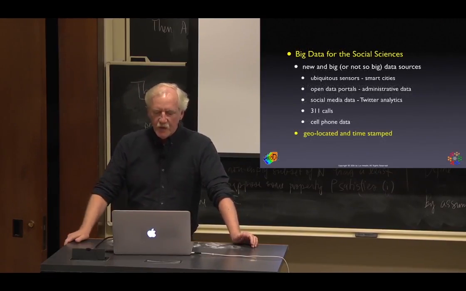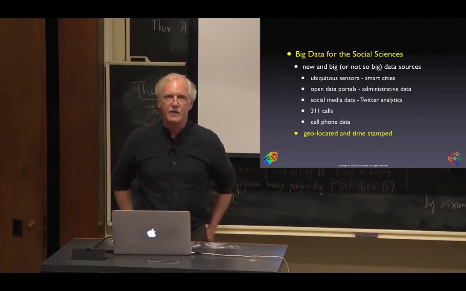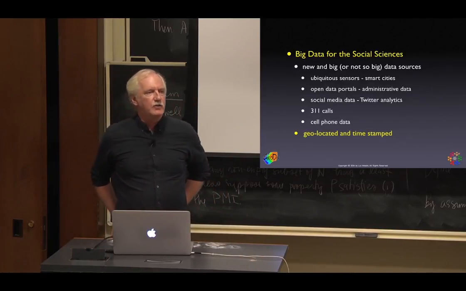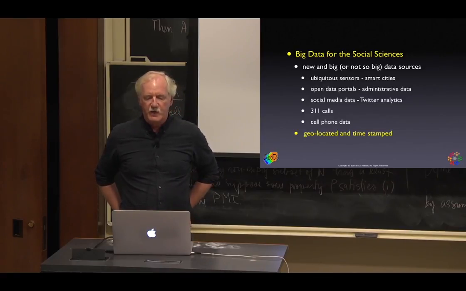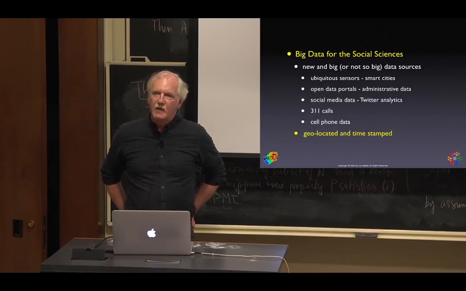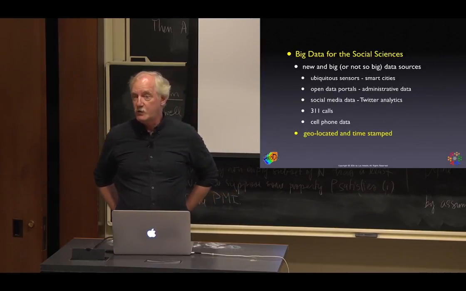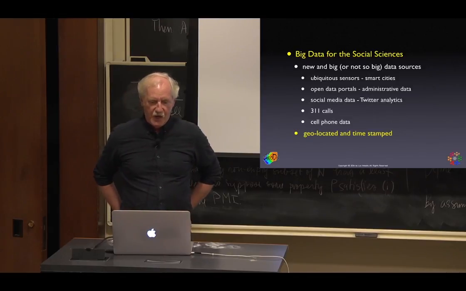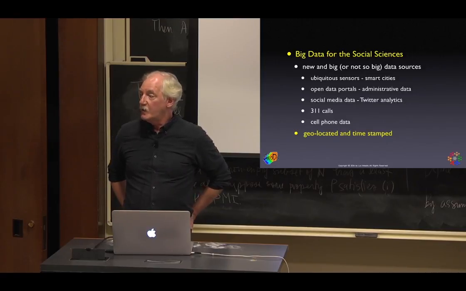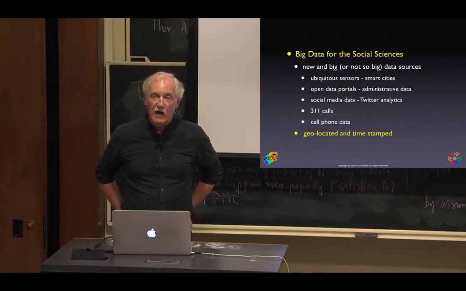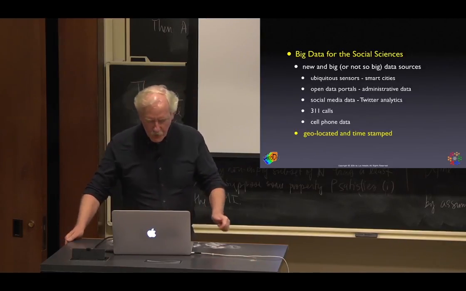In terms of the social sciences, my take is that the major new thing, so to speak, is not so much the big data part, but the new data part. These are data that in my days just didn't exist, right? You have these sensors, the whole smart city movement. You have open data portals. We'll use an open data portal in the lab where a lot of administrative data are made public, and a lot of that is geocoded, is geographically defined.